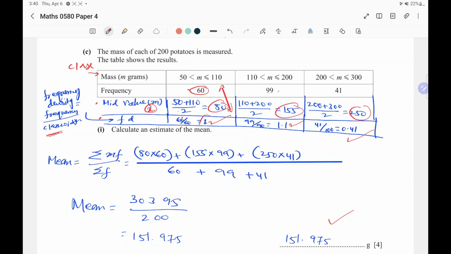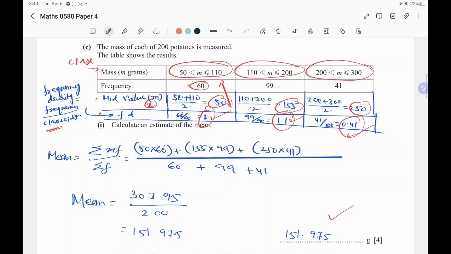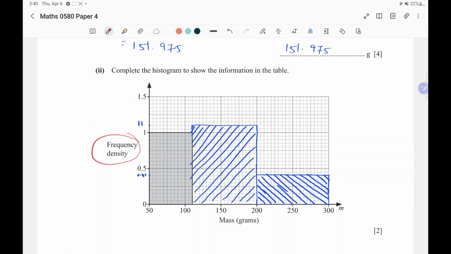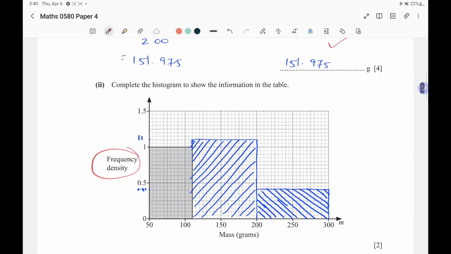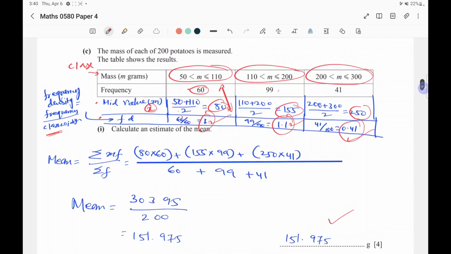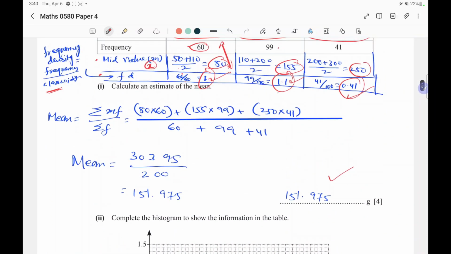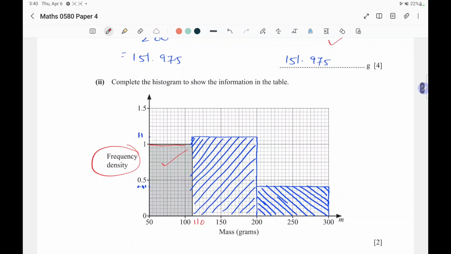Okay, so I got these three frequency densities, so I have to plot these three. This one frequency density is associated with this class, 1.1 is associated with this class, 0.41 is associated with 200 to 300. So I just need to plot all these things here. So 50 to 110, it is 1, and it was already there. Now 110 to 200, we got frequency density 1.1. So 1.1 will come here.